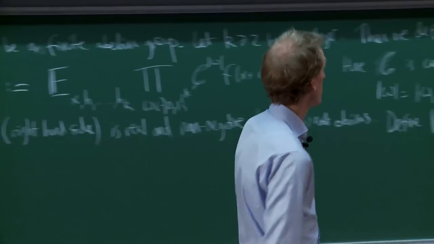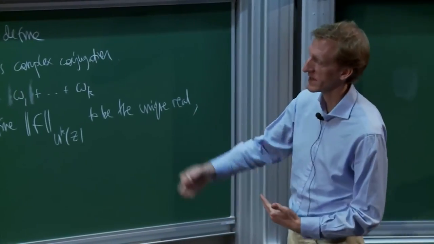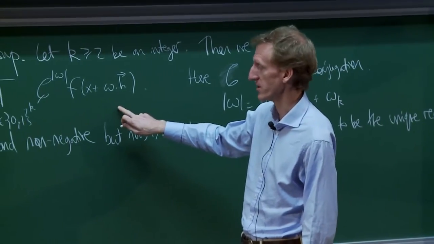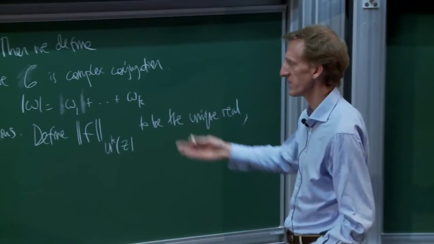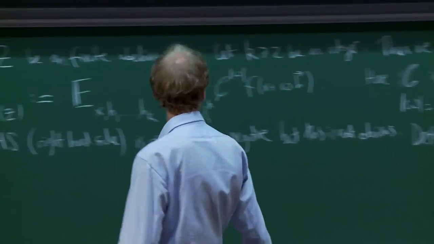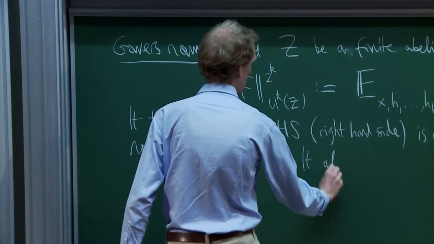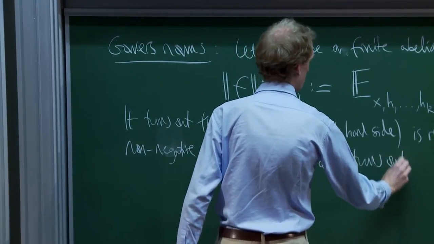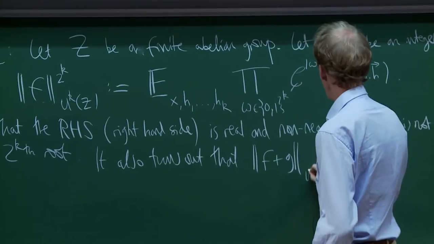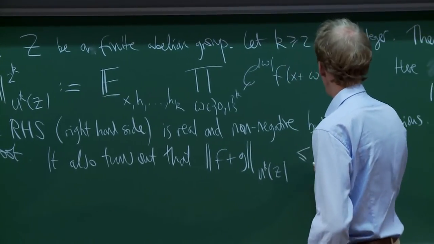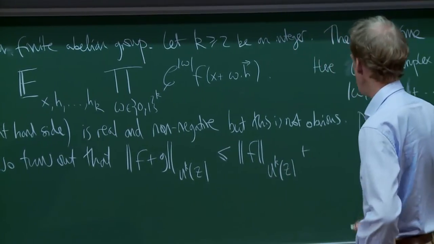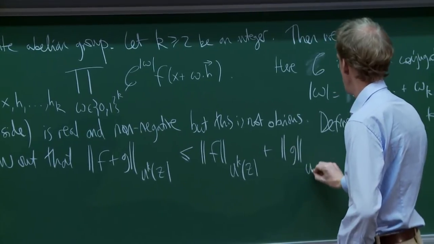So depending on how much time I have in these lectures, I do want to get to more substantial things. I may give some indications of the proofs of these facts, which rely on something called the Gowers-Cauchy-Schwarz inequality. The main tool in all of this part of the theory is just the Cauchy-Schwarz inequality, applied many times. So it also turns out that we have the triangle inequality, f plus g in U^k of Z is bounded by f in U^k of Z plus g in U^k of Z.